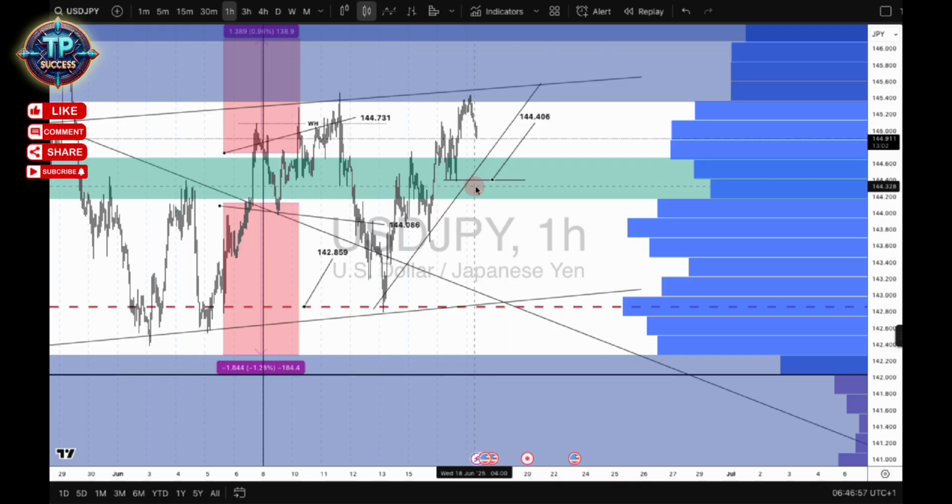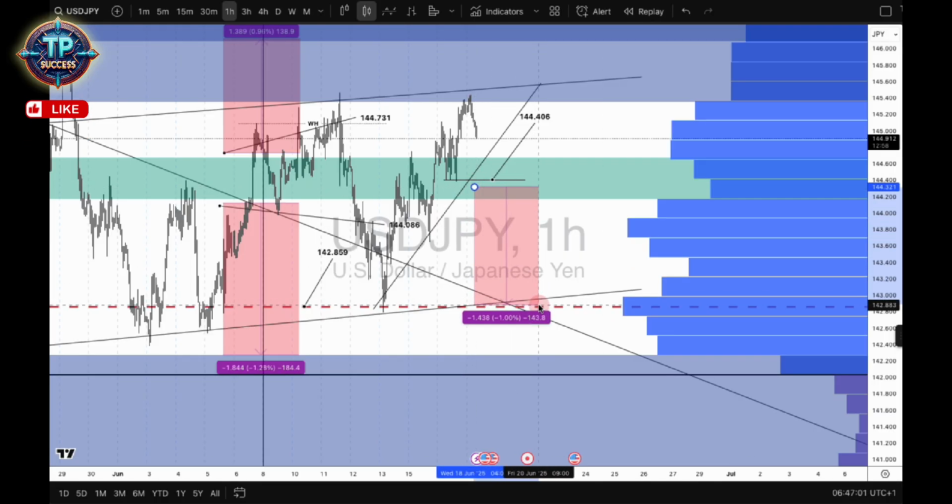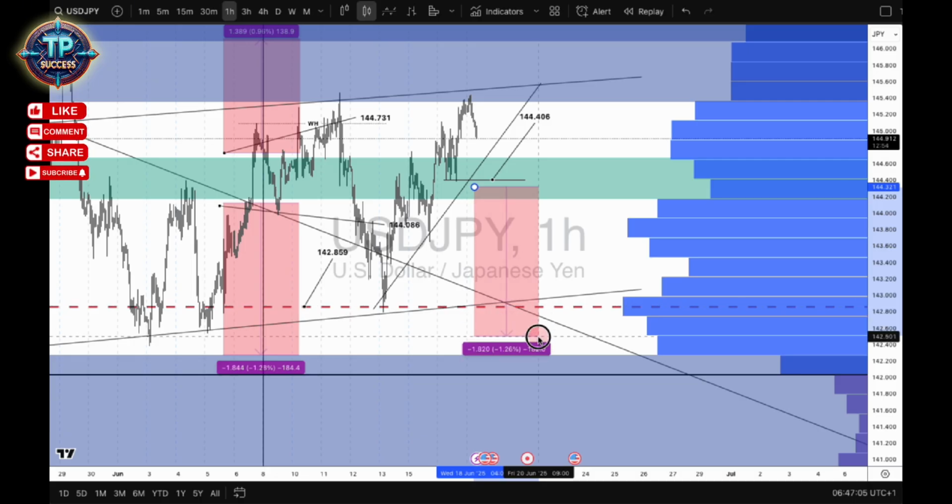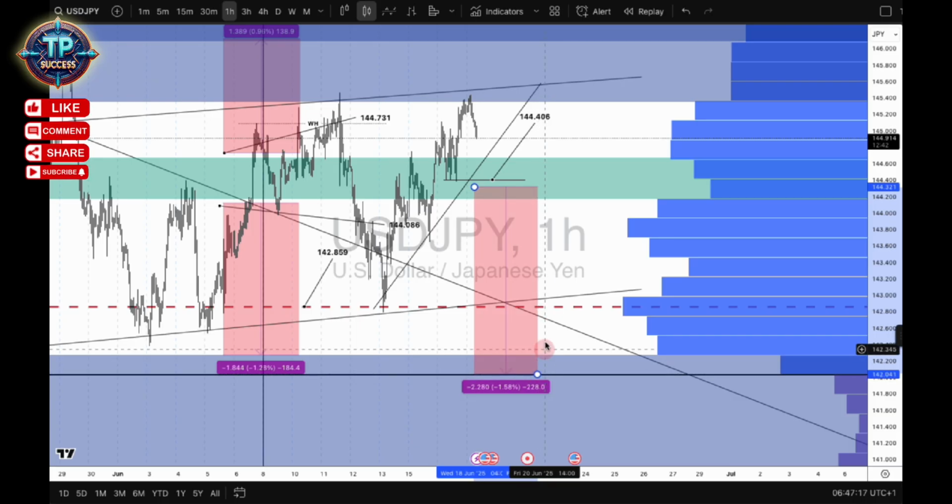My profit potential would be from anywhere down here, either to the point of control, which is 144 pips, or all the way down to the boundary of the high value area, the low side of the high value area, which would then give me 228 pips. Okay, so that's how I would do it.